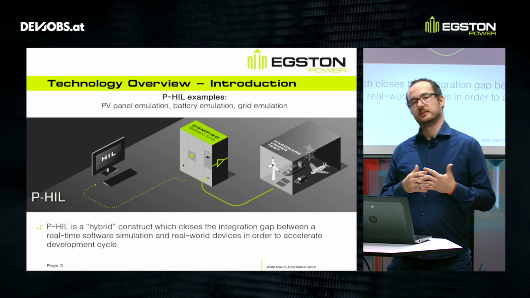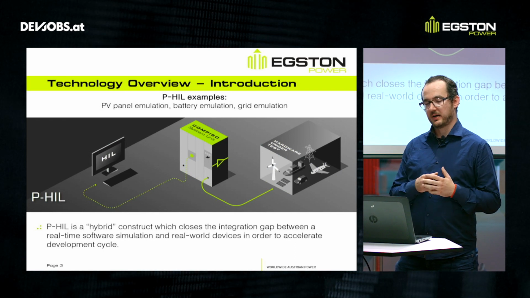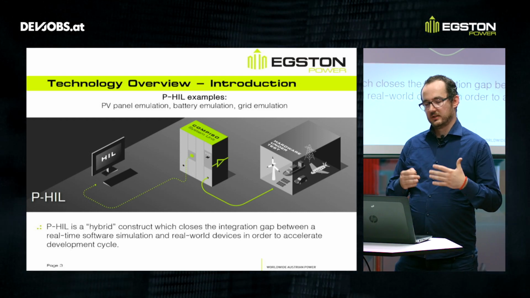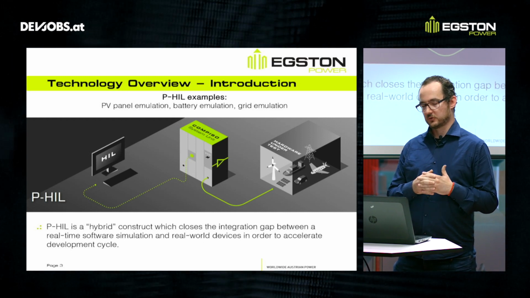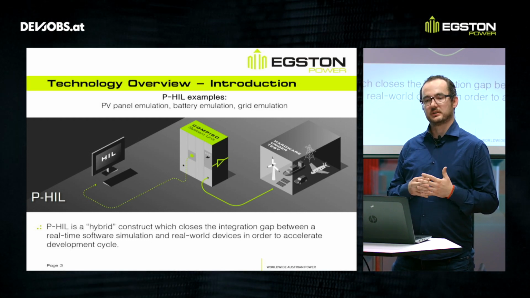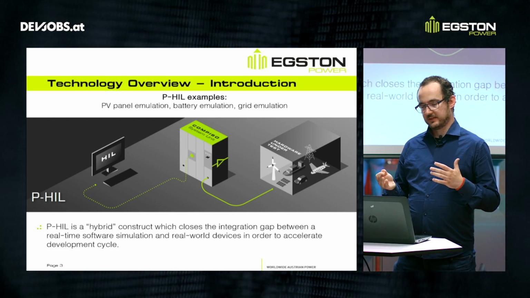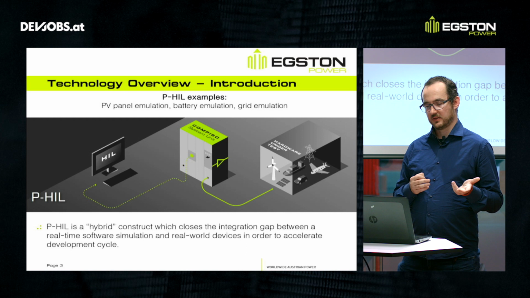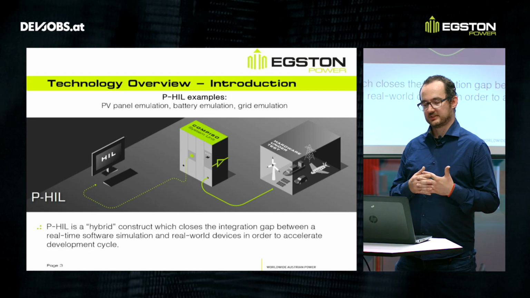One of the examples that we could present here in order to better understand the power hardware in the loop concept is a simple use case in which one of the EGSTON amplifiers could simply play the role of a PV panel or a battery, or simply be a grid. That is maybe one of the best cases to show that by means of emulation we can emulate both DC and AC use cases with the same amplifier, which is of course an added value to a system like that.